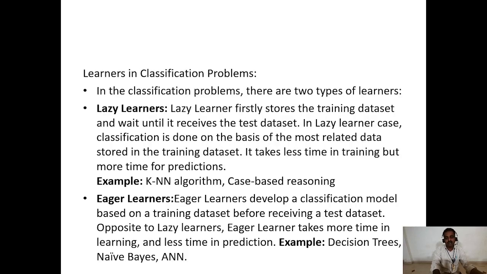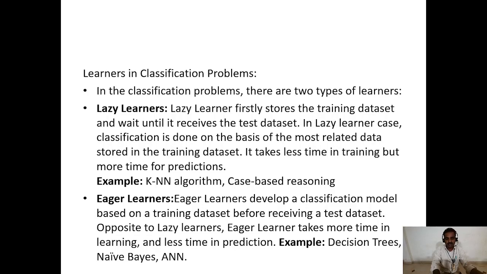Then what are the learners in classification problem? In the classification problem, there are two types of learners. One is lazy learners, the second one is eager learners. What are lazy learners? Lazy learners first store the training data set and wait until it receives the test data set. In the lazy learner case, classification is done on the basis of the most related data stored in the training data set. It takes less time in training but more time for prediction. Examples are the KNN algorithm and case-based reasoning. These are the examples of lazy learners.